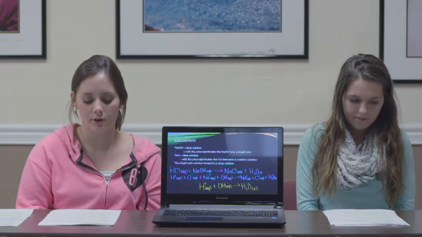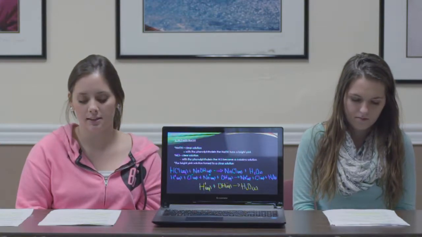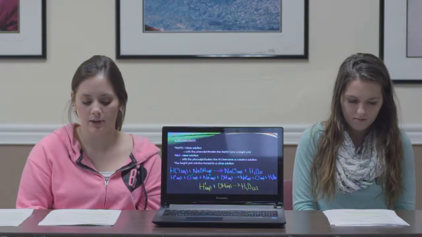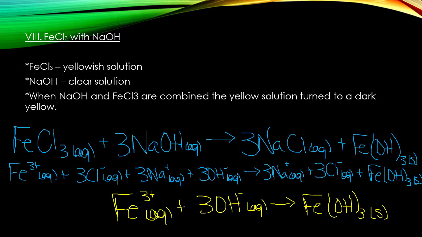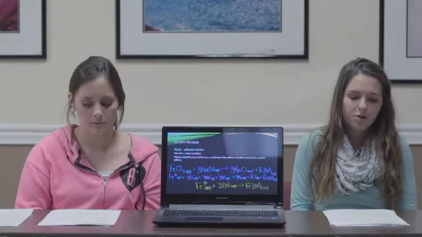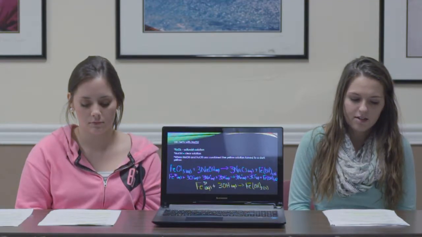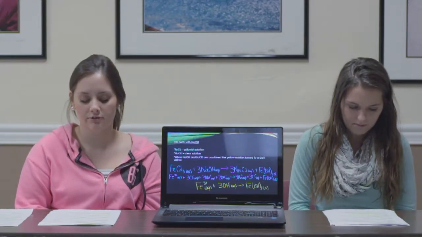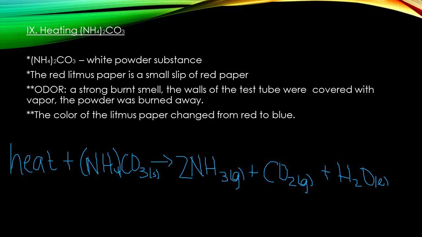In section 4, FeCl3 and NaOH were reacted. Take 1 milliliter of FeCl3 in a test tube and combine it with 1 milliliter of NaOH. Here were the recorded observations, along with the balanced and net ionic equations of this double replacement reaction. And finally, section 5 was the reaction of NH4 to CO3.